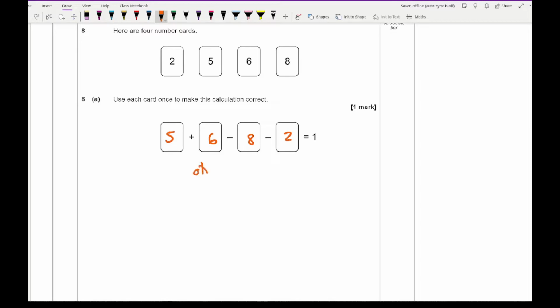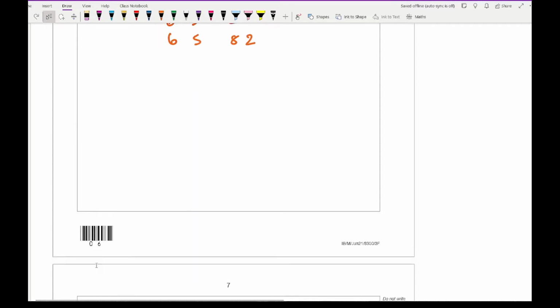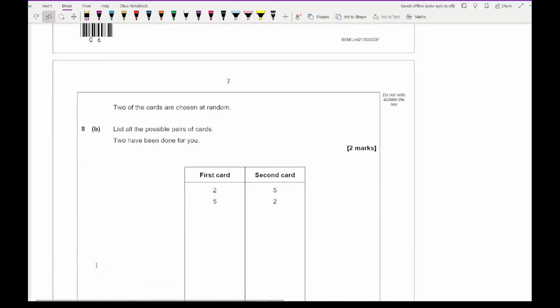So other options you could have that give you the correct answer, and it's going to be 5, 6, 2, 8. You could have 5, 6, 8, 2. You could have 6, 5, 2, 8, or you could have 6, 5, 8, 2. So any of those would be absolutely fine. Obviously I've gone for the second option in that list, but either of those, as long as it's correct, you'll get the one mark.